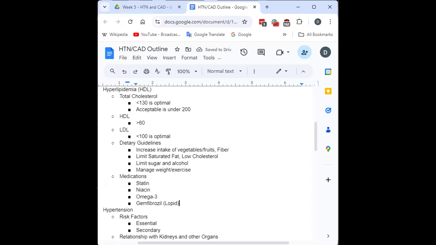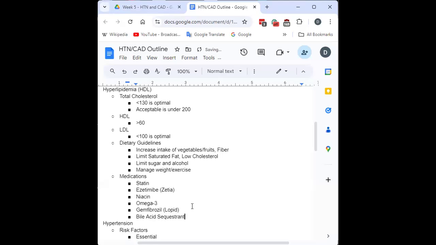And someone said ezetimibe before. Yeah, ezetimibe. The bile acid sequestrant. If anyone speaks Spanish, sequestrant is like sequestrar, which is like to abduct. So they're abducting some of the fatty stuff in the bile acid.